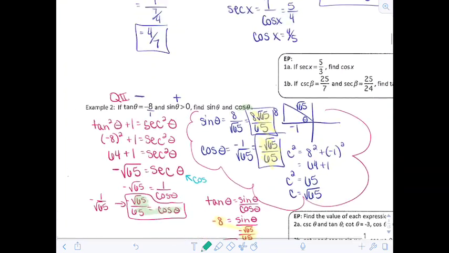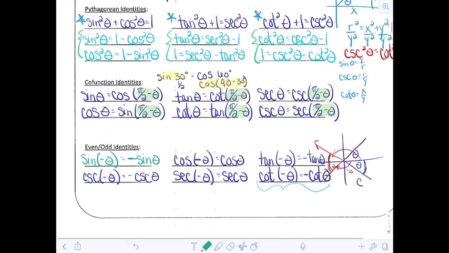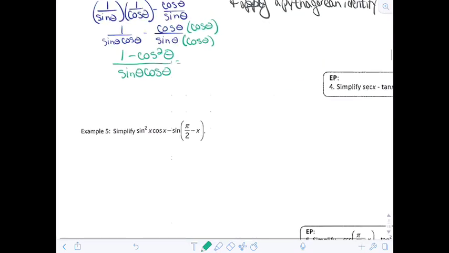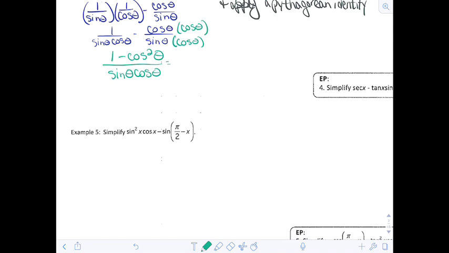1 minus cos squared. If you go back up, whenever you see one of these things squared with a 1, that should hopefully start signaling to you Pythagorean identities. So I have sine squared theta plus cos squared theta equals 1. I have sine squared theta equals 1 minus cos squared theta. This is exactly what I'm looking at in the numerator. If we go back, I have 1 minus cos squared theta. I know that that's sine squared theta, and it's over a sine theta cos theta.